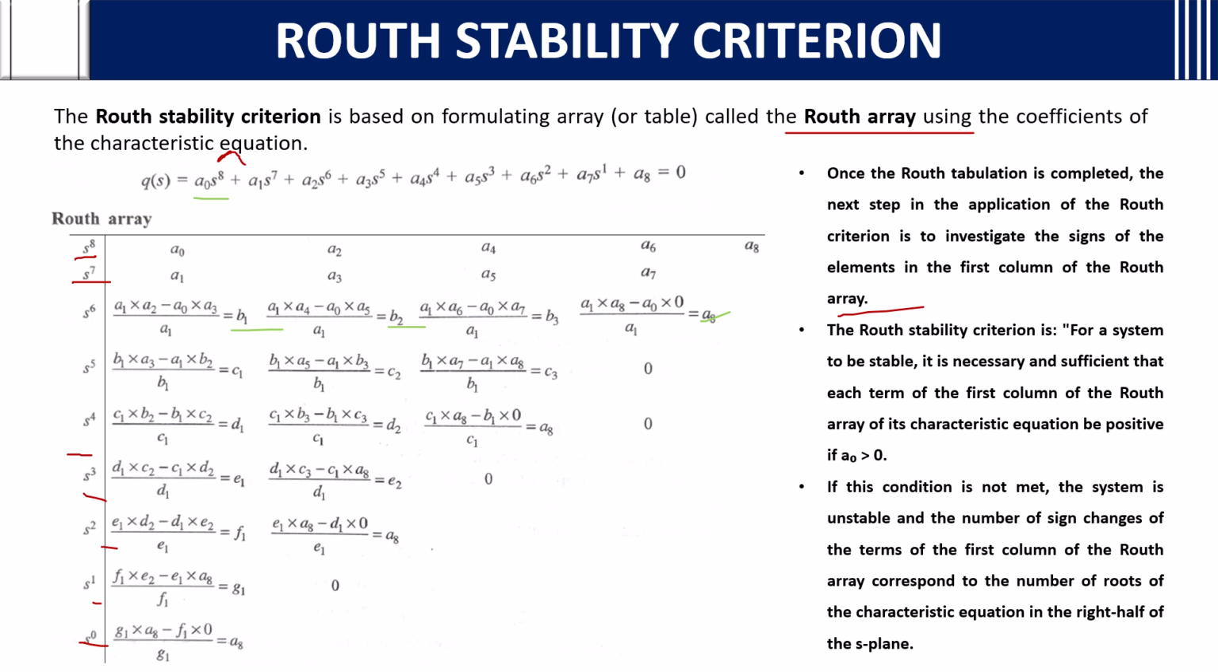Then again, next what you should do is follow the same procedure for the next row also. Now using these two rows you have done, from the second and third rows you will do: how? B1 into a3 minus a1 into B2, divided by B1. Okay. What will be the next? B1 into a5 minus a1 into B3, divided by B1. Again B1 into a7 minus a1 into a8, divided by B1. This will become C1, C2, C3.